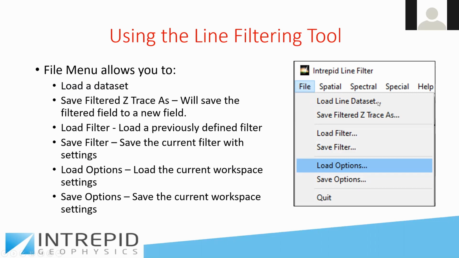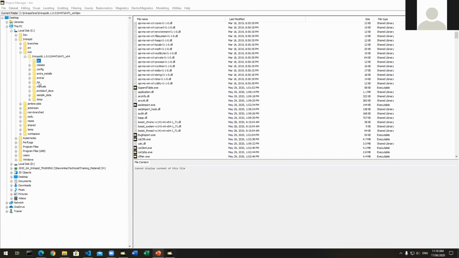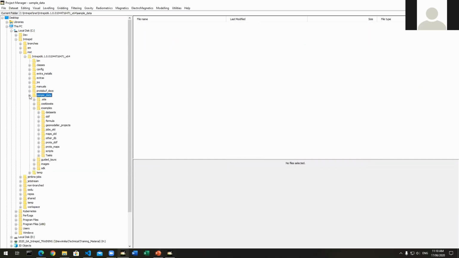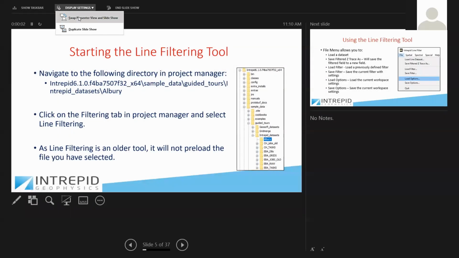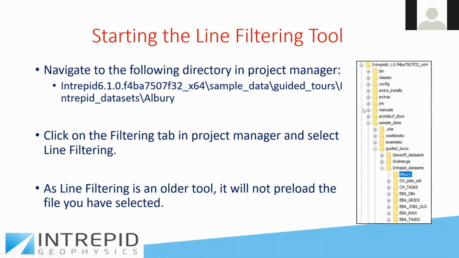Sorry, Tim, I got lost there. So where's the data again? So if you go to Sample Data. Sample data, okay, yep. And then I'll just bring this up so you can see it again. It'll be here, sample data, guided tours. Okay, guided tours, yeah. Intrepid datasets. Yep, okay, and then Albury. Albury. Yep. Okay, thank you. It's okay.